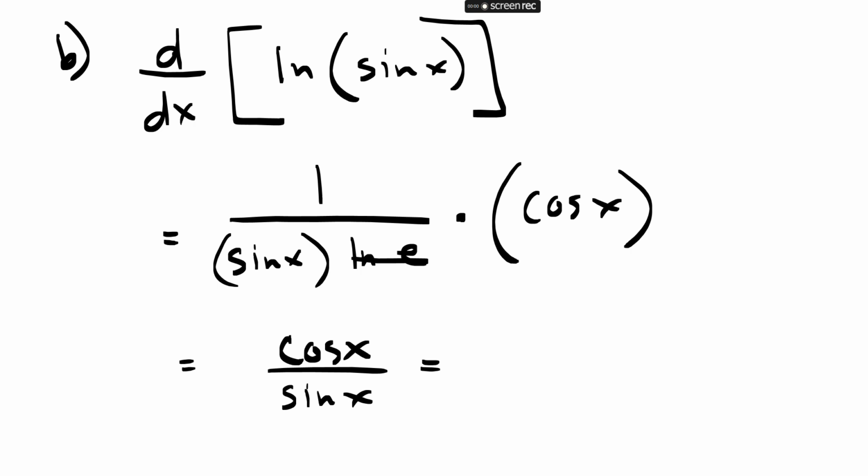And voila, the answer is, anybody remember all the way to trigonometry, what is cosine over sine? Cotangent it is. Okay, that's for ln. Let's do one that's not ln.